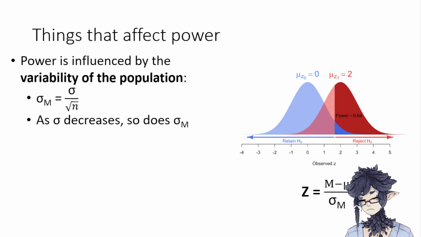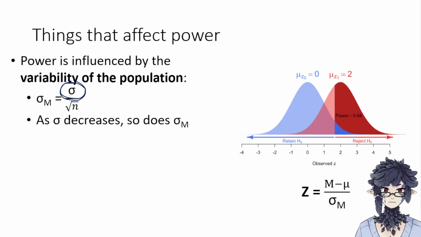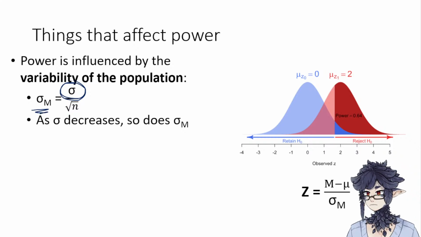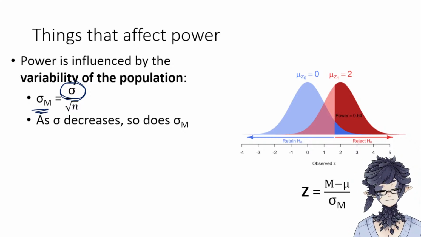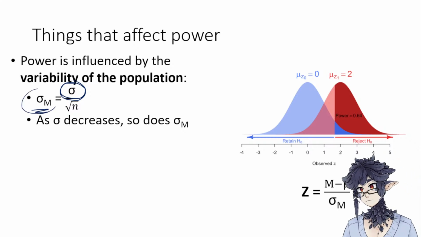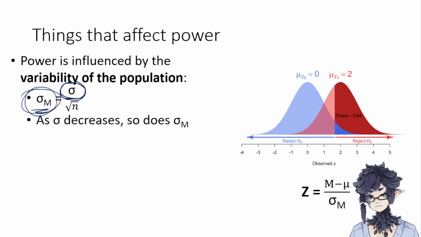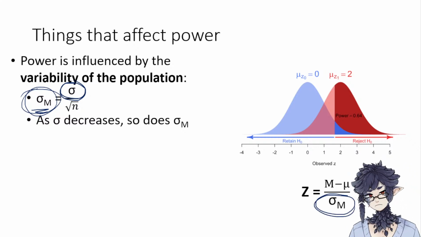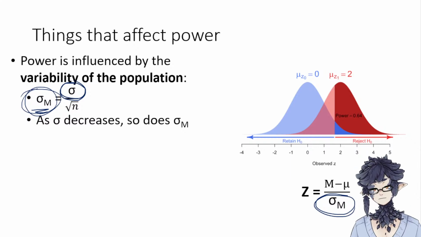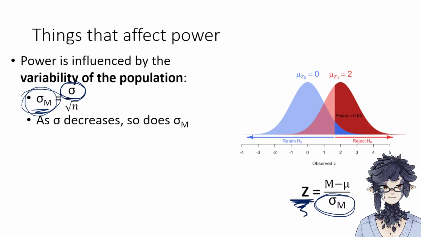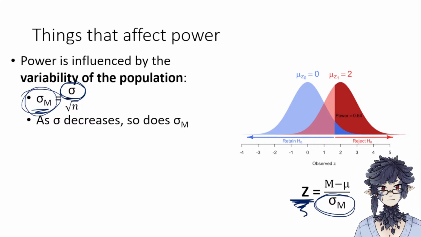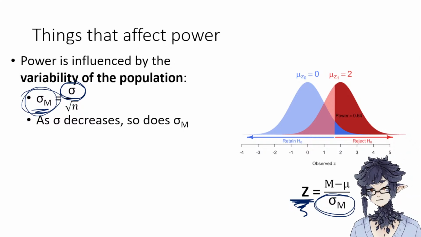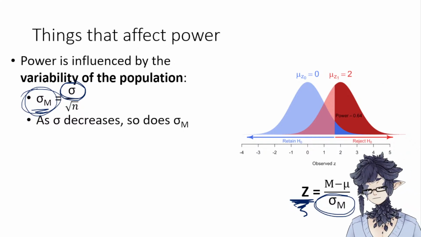Mathematically, the variance, or the standard deviation, which is a measure of variability, goes on top of the formula calculating your standard error, which means the bigger your variability is, the bigger your standard error is. The standard error goes on the bottom of the Z formula, so the bigger your standard error is, the smaller your Z value is going to be. It makes it harder to reject the null. So as your variability increases, your power decreases.